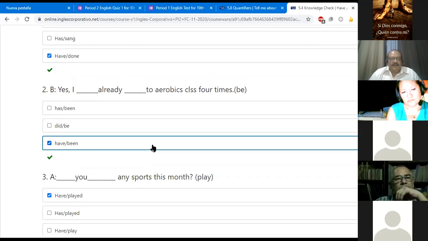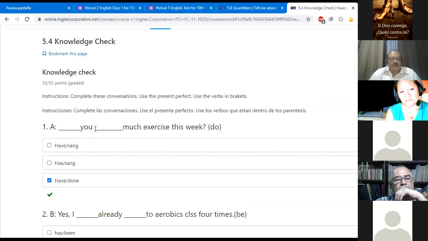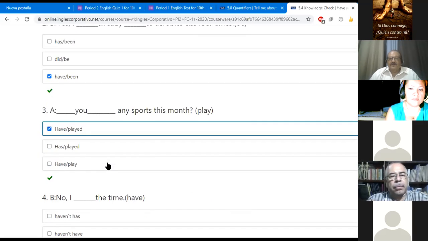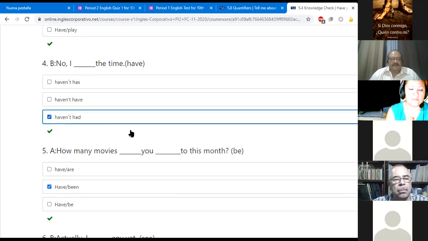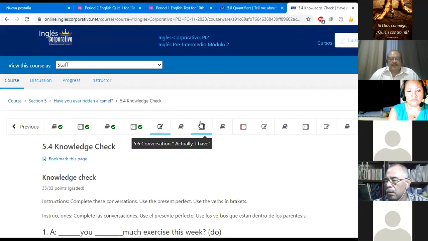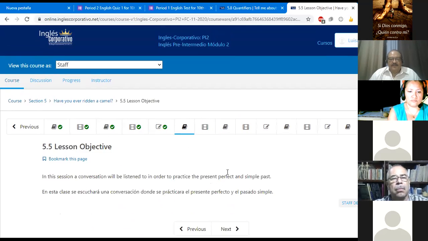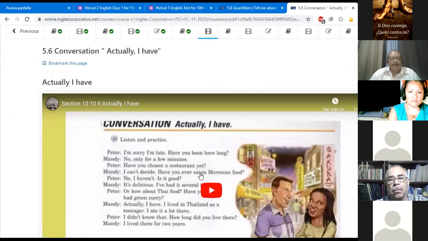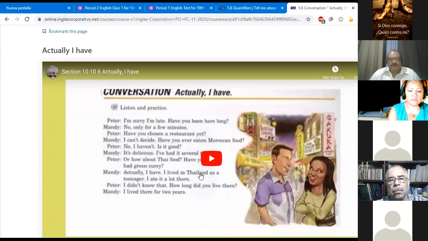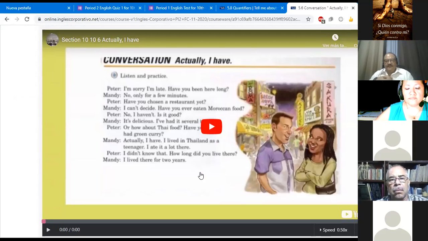Remember the rule is I, you, we, they have, and the past participle of the verb. That is the construction for the present perfect. This is a combination of the present perfect and the simple past. Pay attention. When they have the construction for the present perfect, have you been? And when they answer, only in simple past. You have to identify the present perfect and the simple past. Pay attention.